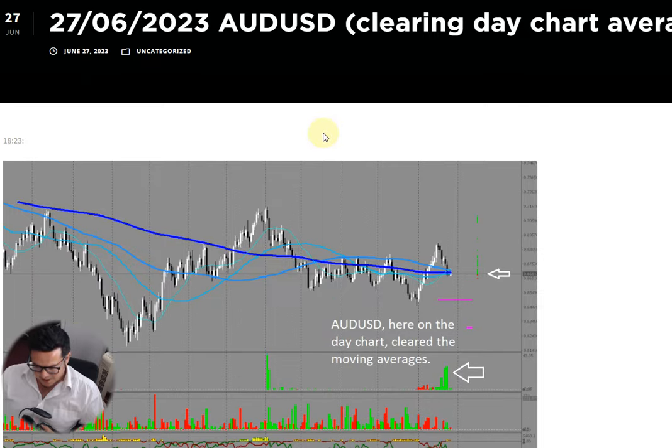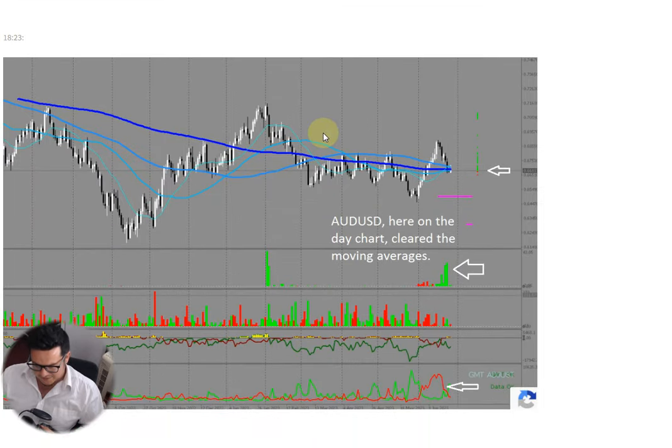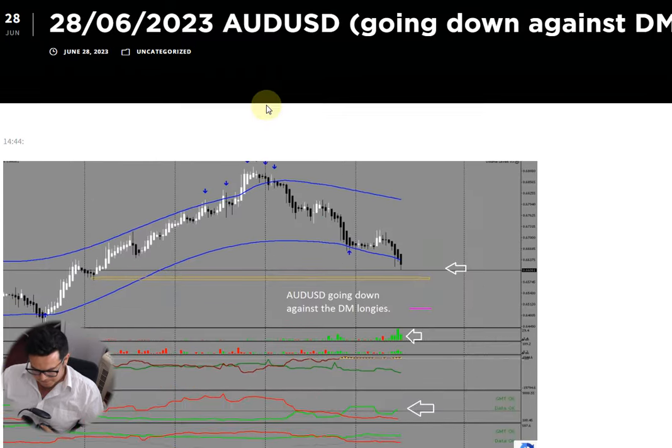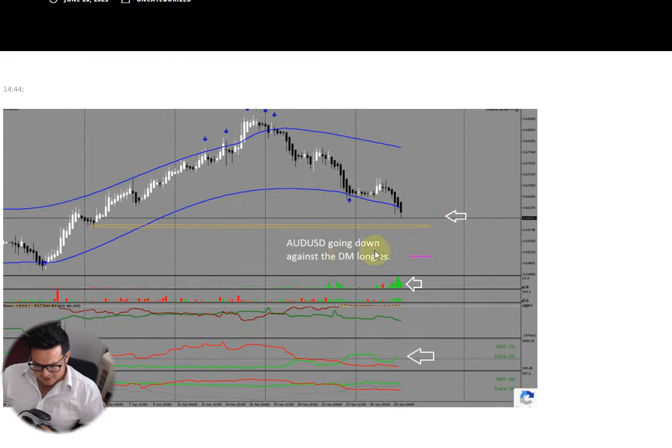Okay. Aussie dollar also gave us something nice. So remember, it took the moving averages on the day chart against the longies. Okay, that was old. And then I said going down against the dominant longies. So we have this big reverse grail pattern on the forward chart. Some longies, an emerging squeeze. So that looks pretty bearish.